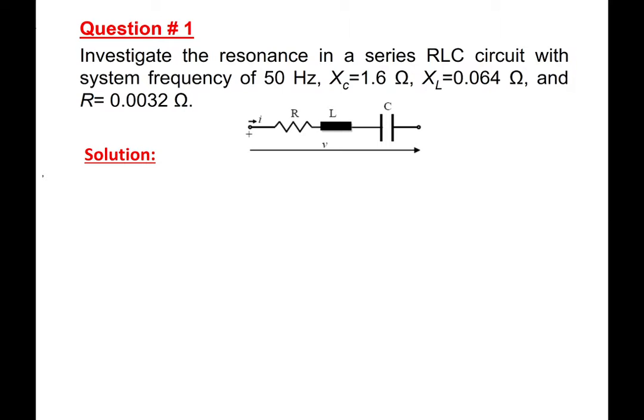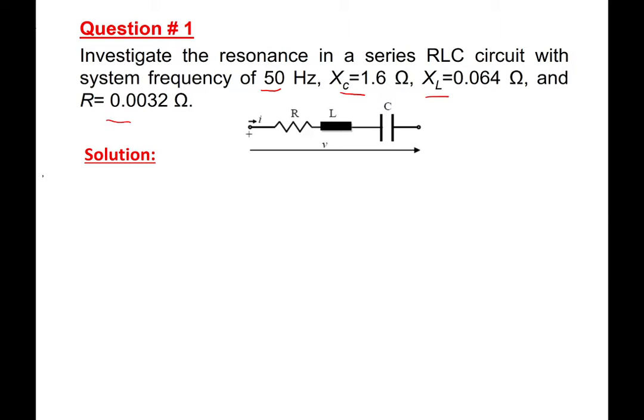The first problem says to investigate the resonance in a series RLC circuit with a system frequency of 50 Hz. XC is given, XL is given, and R is given. What would we like to obtain? We would like to obtain the resonance frequency, the total impedance at resonance, and the quality factor.